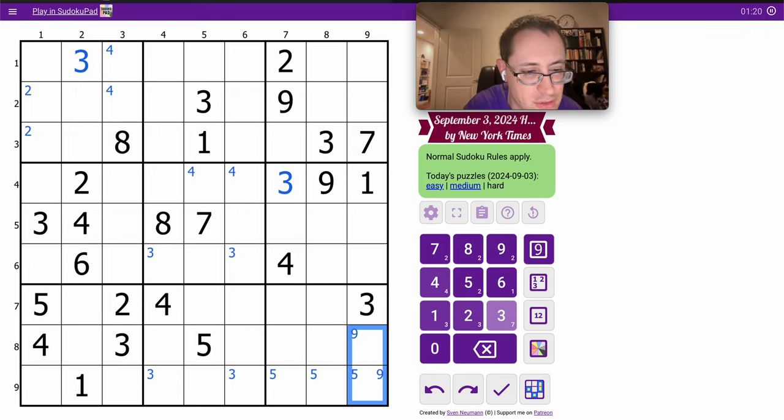And what's left is an X-wing in columns 4 and 6 and rows 6 and 9, respectively. One and nine cannot be here, but they occupy two of those three cells in region 4. Not like that helps me a lot, but 3, 9, 1 are here. None of these could be 7, 8, so these two must be 7, 8. That one has an 8 looking at it.